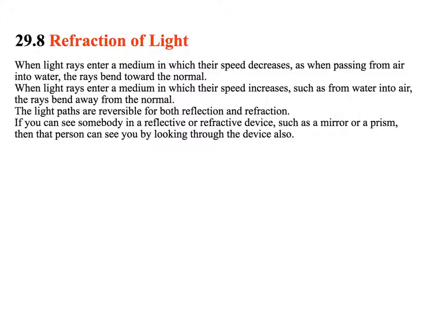The light paths are reversed for both reflection and refraction. If you can see somebody in a reflective or refractive device, such as a mirror or a prism, then that person can see you by looking through the device also.